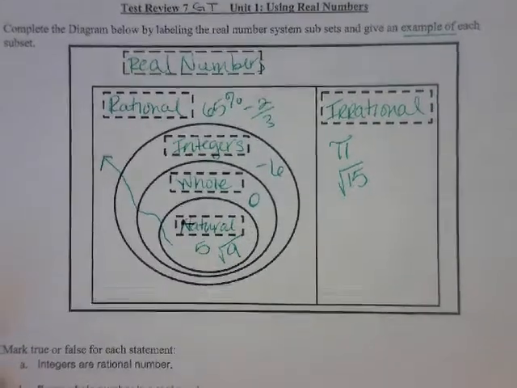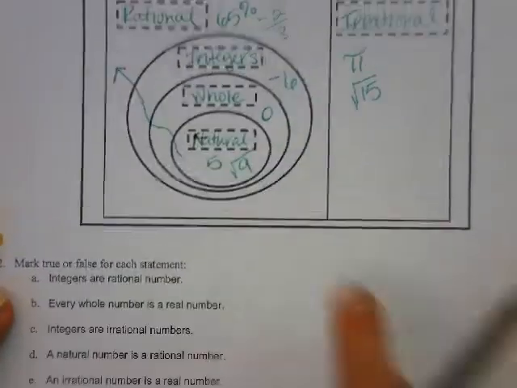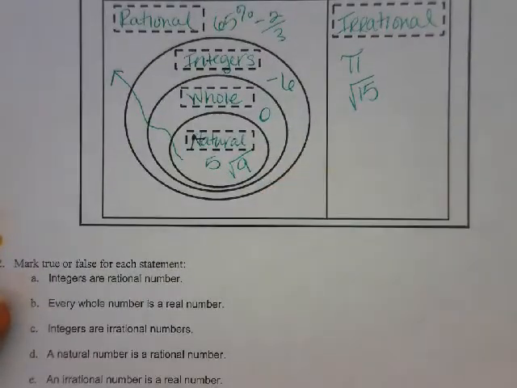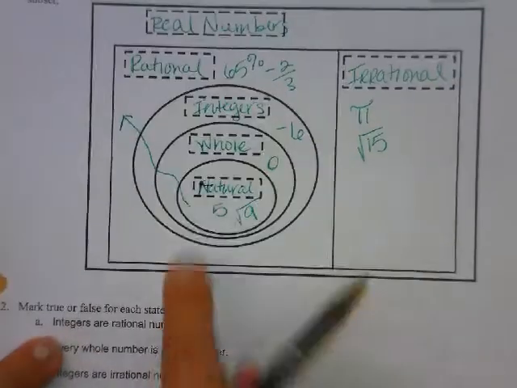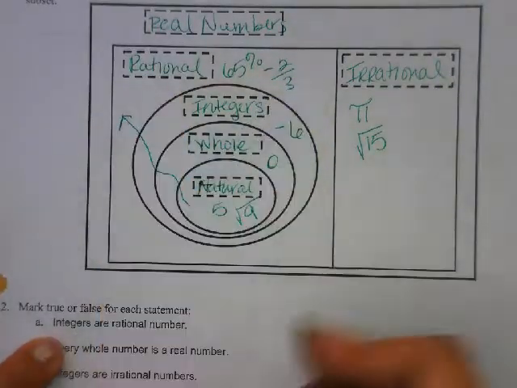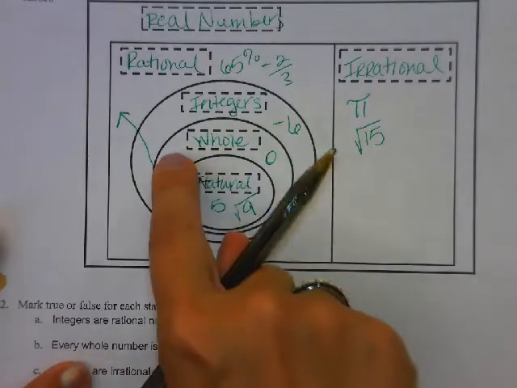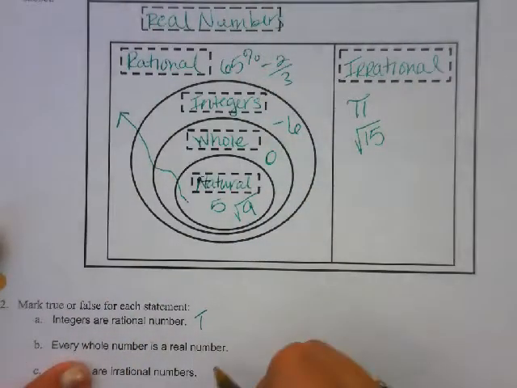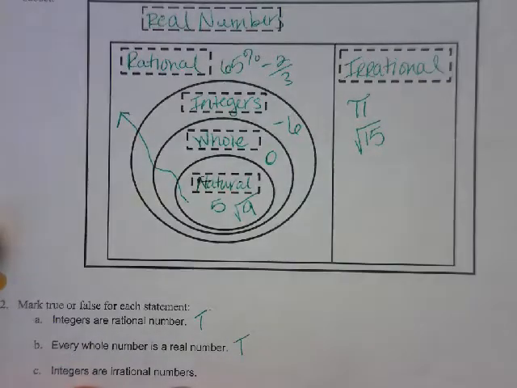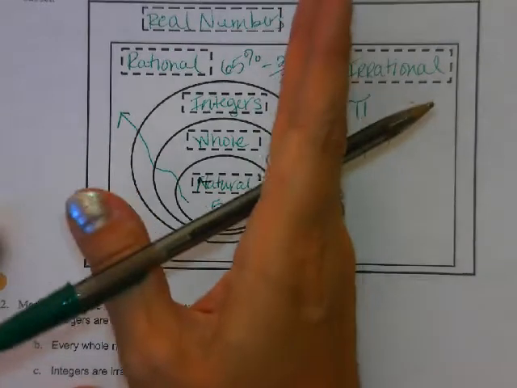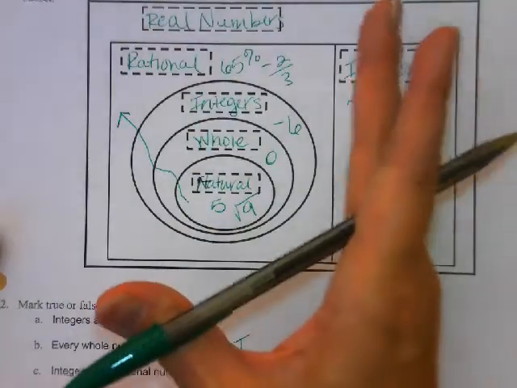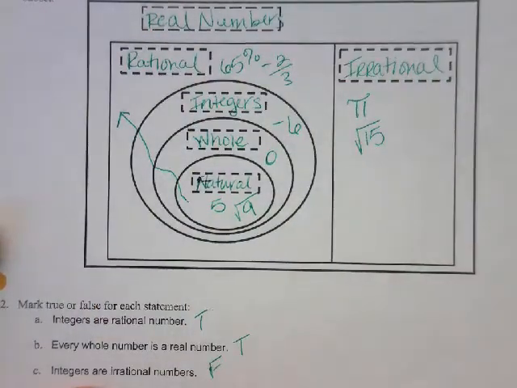So if we look down here, true and false are going to refer back to this. Are integers a rational number? Well, integers are within the rationals, so this is true. Whole number is a real. Well, here's whole, it goes out to real. That is true. Integers are irrational. No, that is false, because if you look, integers are in the rational section, irrational are by themselves.